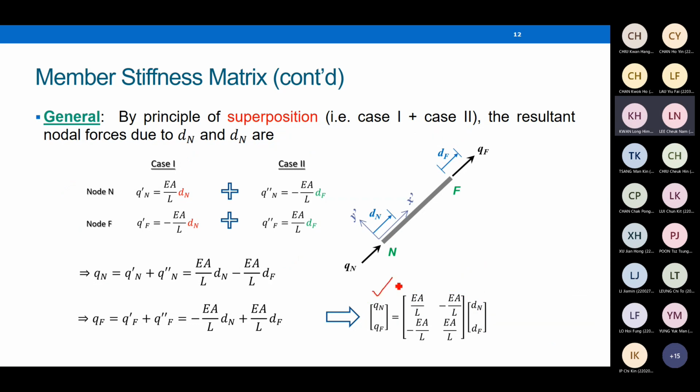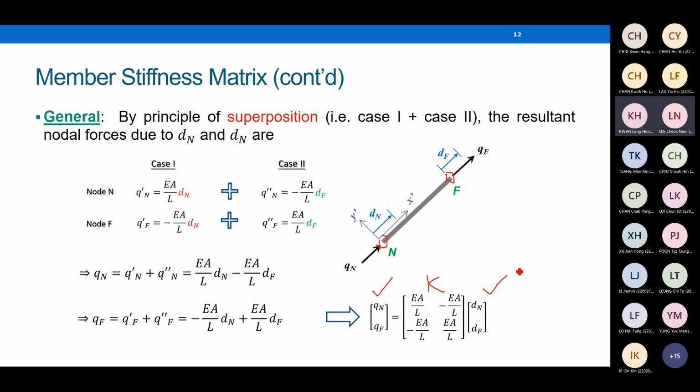The left-hand side is the force vector at the two ends. The right-hand side is the displacement vector at the two ends. The middle is the stiffness matrix. From this equation, you can see why we have a matrix, because we firstly discretize the structure into two nodes. We describe the force displacement using two discrete nodes, and then we formulate the force displacement equation for each node and put them together. It becomes this matrix equation.